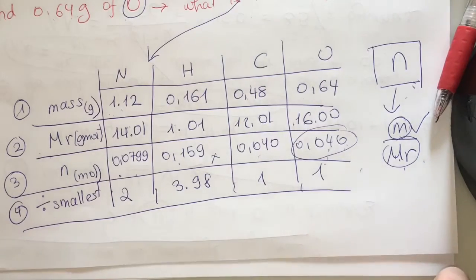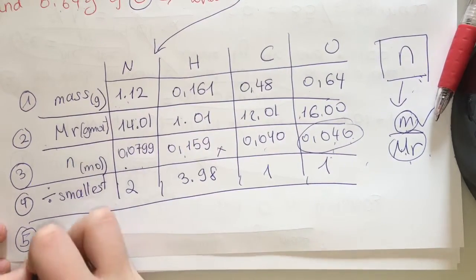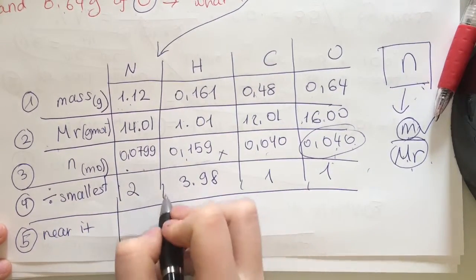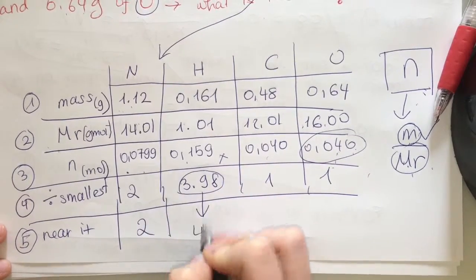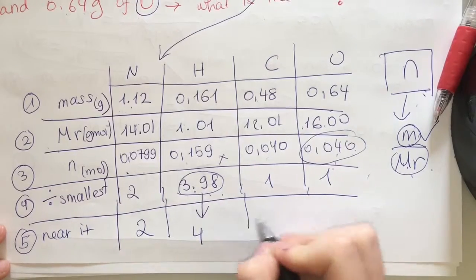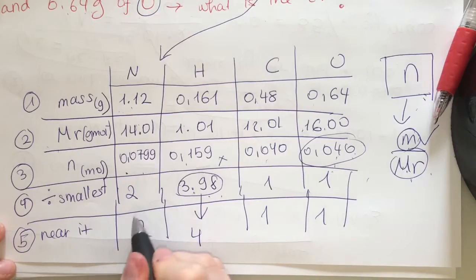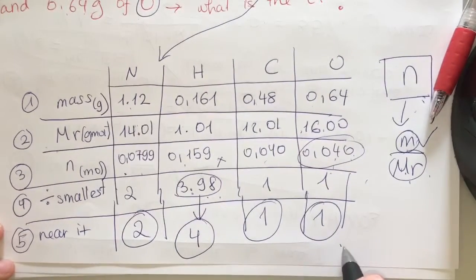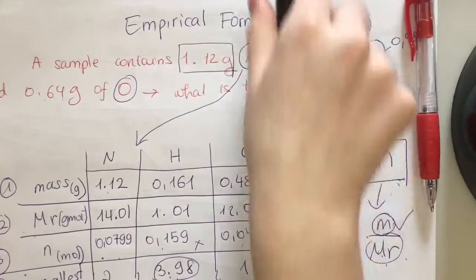And then you need to now basically near it to the whole number ratio. Okay, so near it. And how you would do that, so this is simply 2. This is obviously going to be a 4 because you have 98 after the point, and then this would be 1 and this would be 1. So you are left with these numbers. And these are the numbers that you need. So you have 2 for nitrogen, so you just write it down.